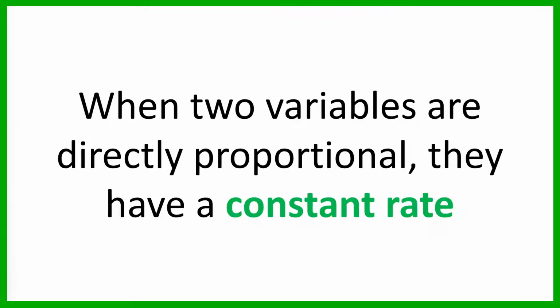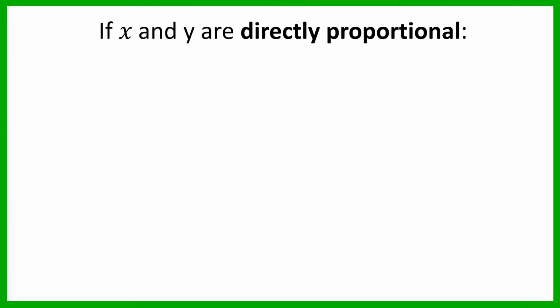Okay. If your variables are x and y, and if they are directly proportional to each other, then if you take the one variable and you divide it by the other variable, you will get a constant. No matter what the value of the first variable is, if you divide it by the value of the second variable, you'll always get the same answer, the same constant.